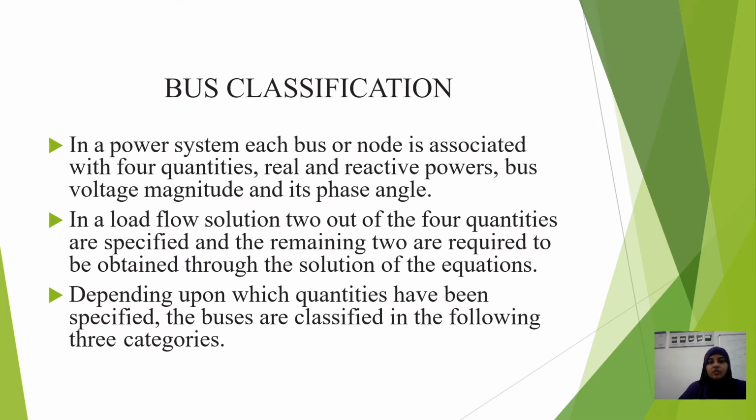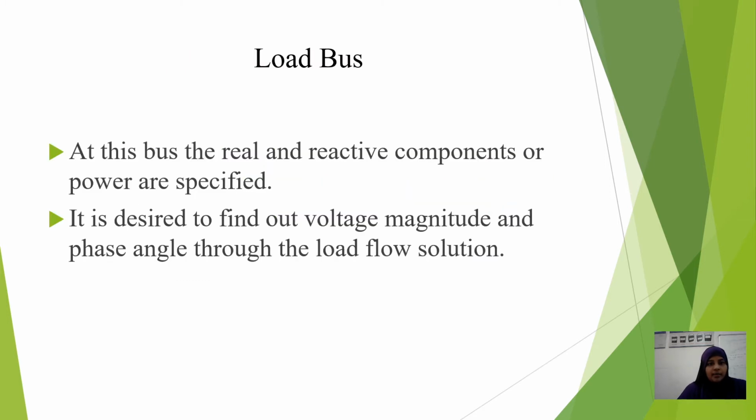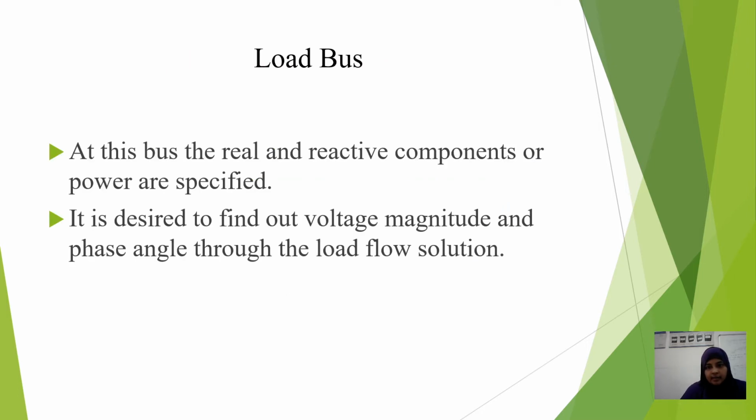So depending upon which quantities have been specified, the buses are classified into three categories, that is load bus, generator bus and slack bus. So what is a load bus? In this bus, real and reactive components of power are specified. It is desired to find the voltage magnitude and phase angle through the load flow solution. So here I have mentioned the quantities which are specified are P and Q. Quantities which are to be obtained are V and delta.